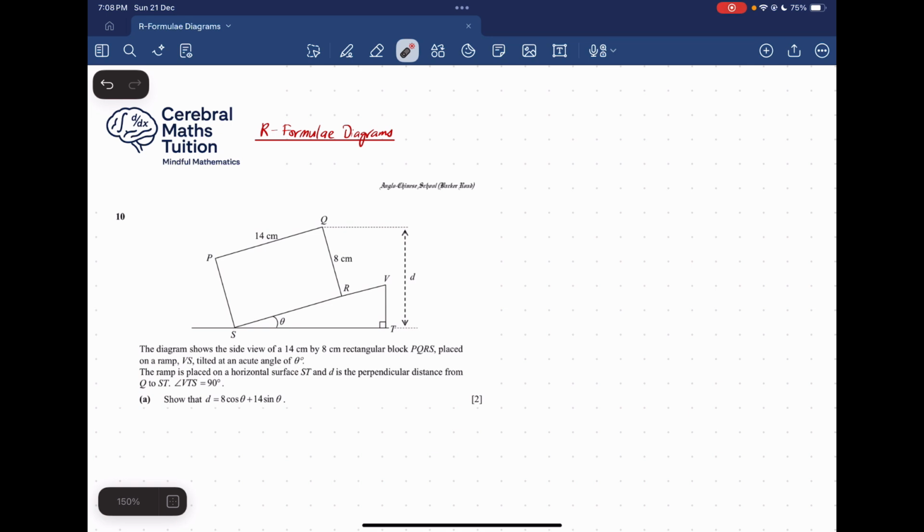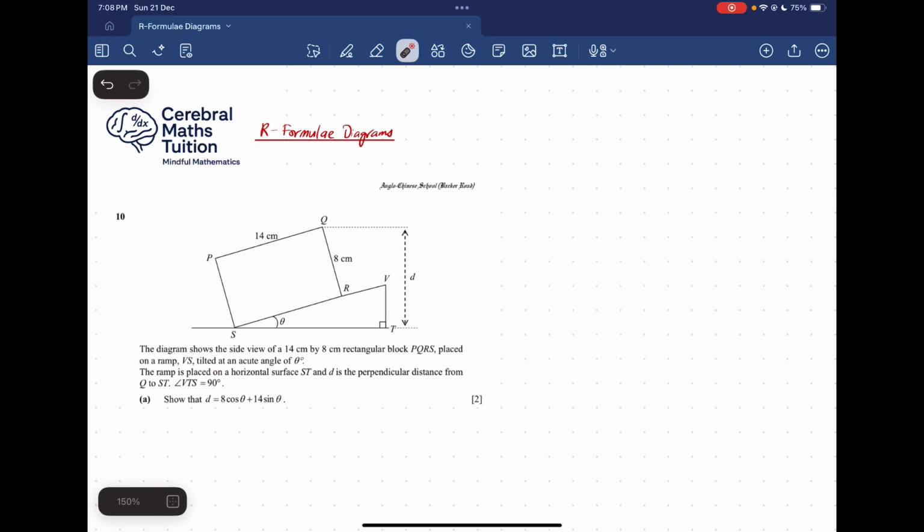The ramp is placed on the horizontal surface ST, so we know this is like a horizontal ground. And D, the one that we're finding, is the perpendicular distance from Q to the line ST. Wherever Q may be, there's always a vertical height, and that's represented by D.